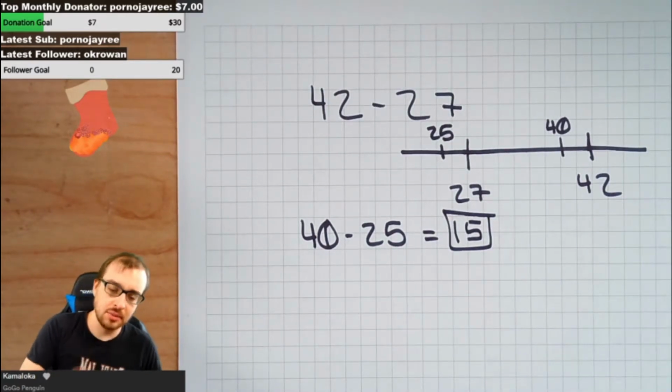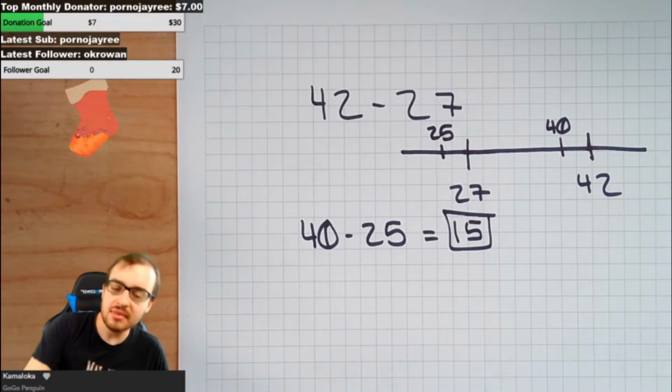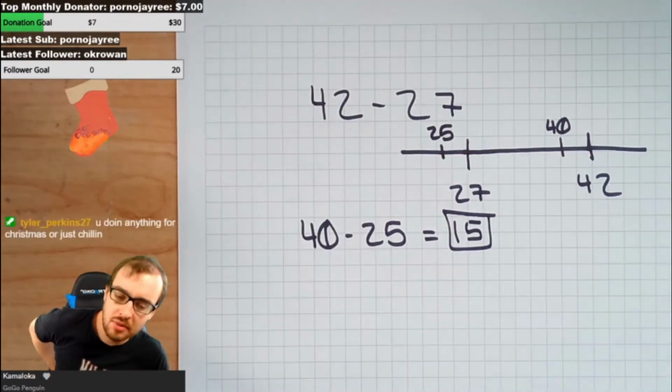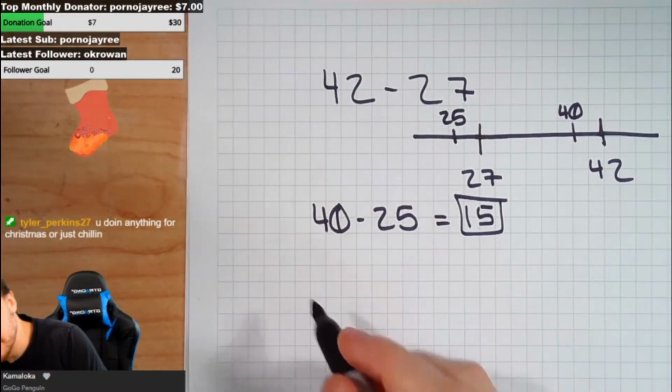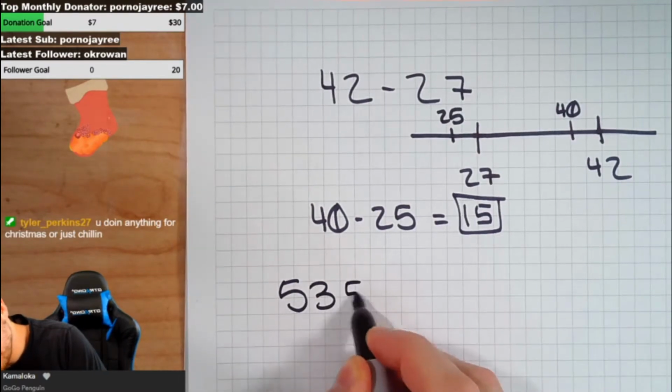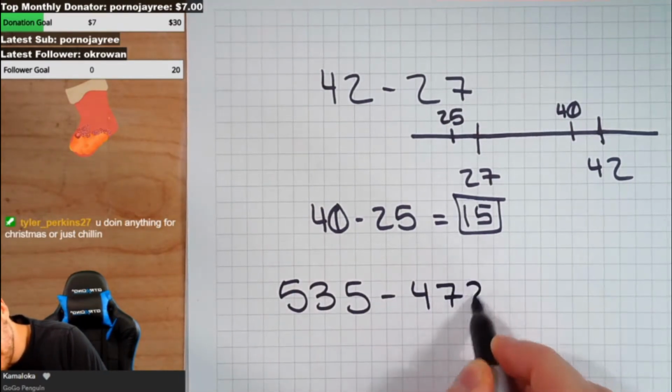Now, when it comes to double-digit numbers, and especially single-digit, this might not be super helpful, but this can be really helpful if you have large numbers, like 535 minus 472.